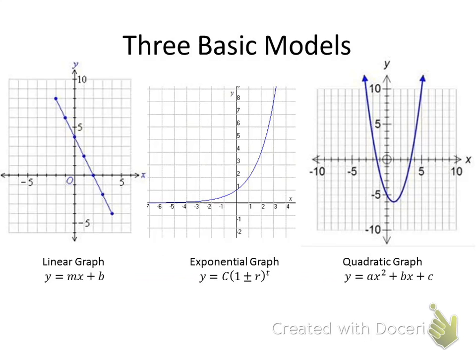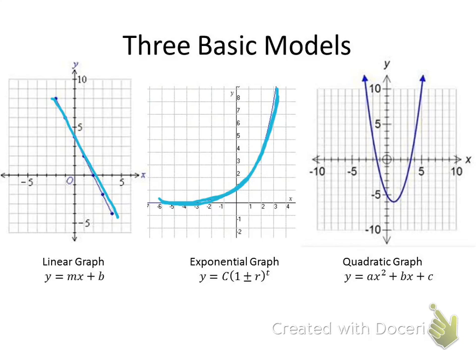Now, we have an exponential graph. That means my number is growing exponentially. So if I had like 2 squared, 2 to the third power, 2 to the fourth power, this is what my graph would look like here. It's going to form a curved line, and it's normally going to go up or down depending on the exponents.